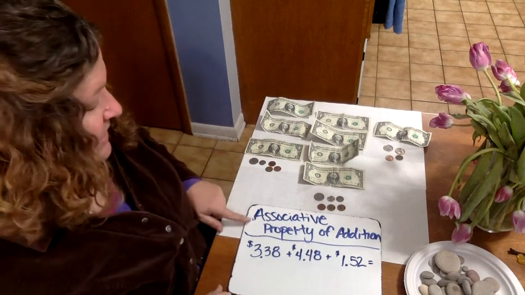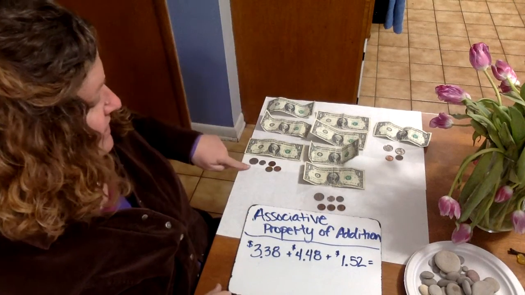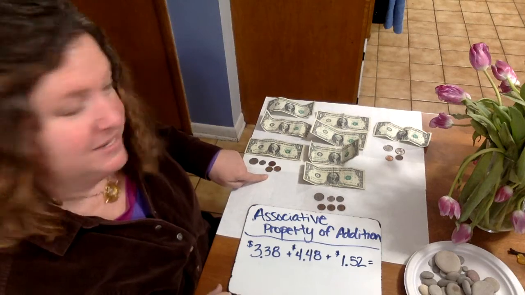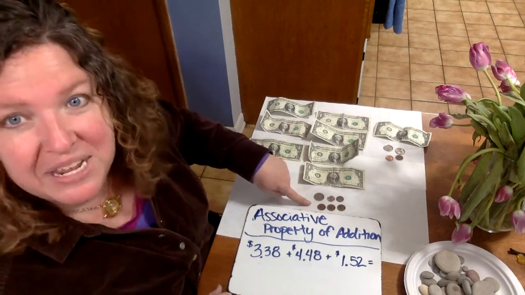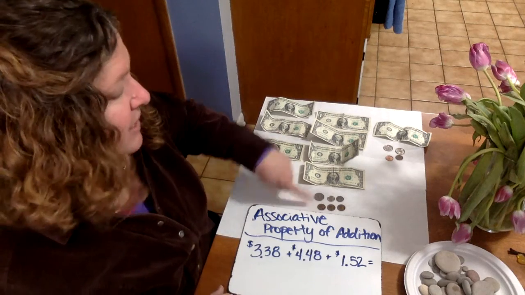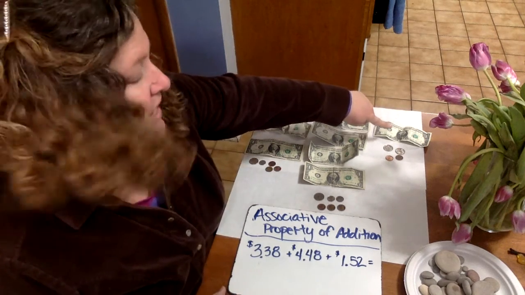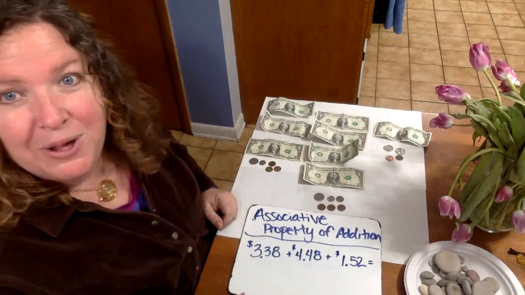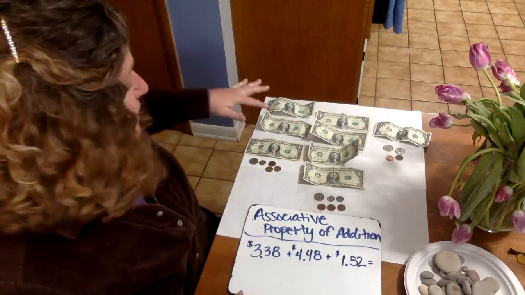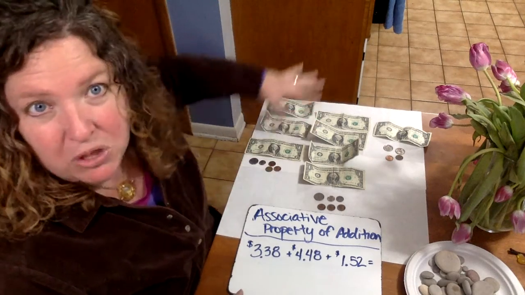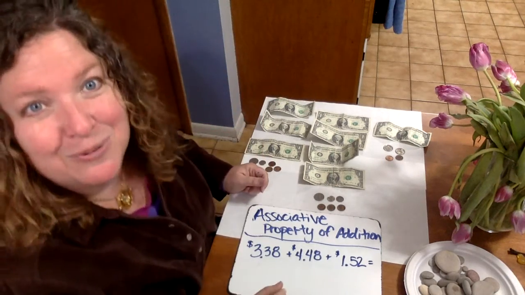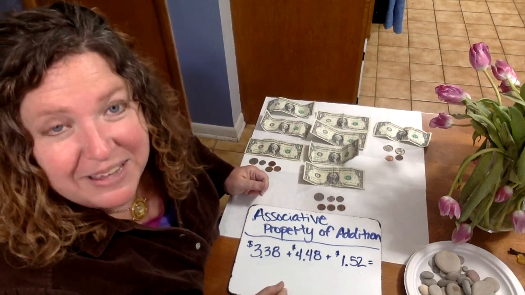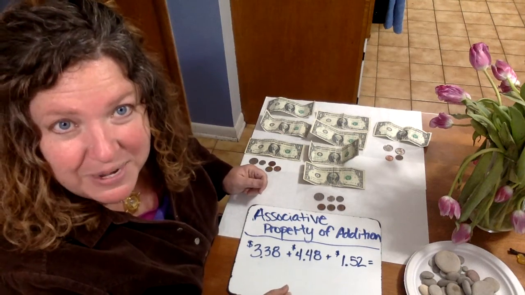Okay, you can see I've got $3.38 plus $4.48 plus $1.52. Now, we could just add those up. First of all, we could add up all the dollars. We just count up all the dollars. Then we could put the coins together. That would be a really great way to do it. In fact, it might be a super successful way to do it.